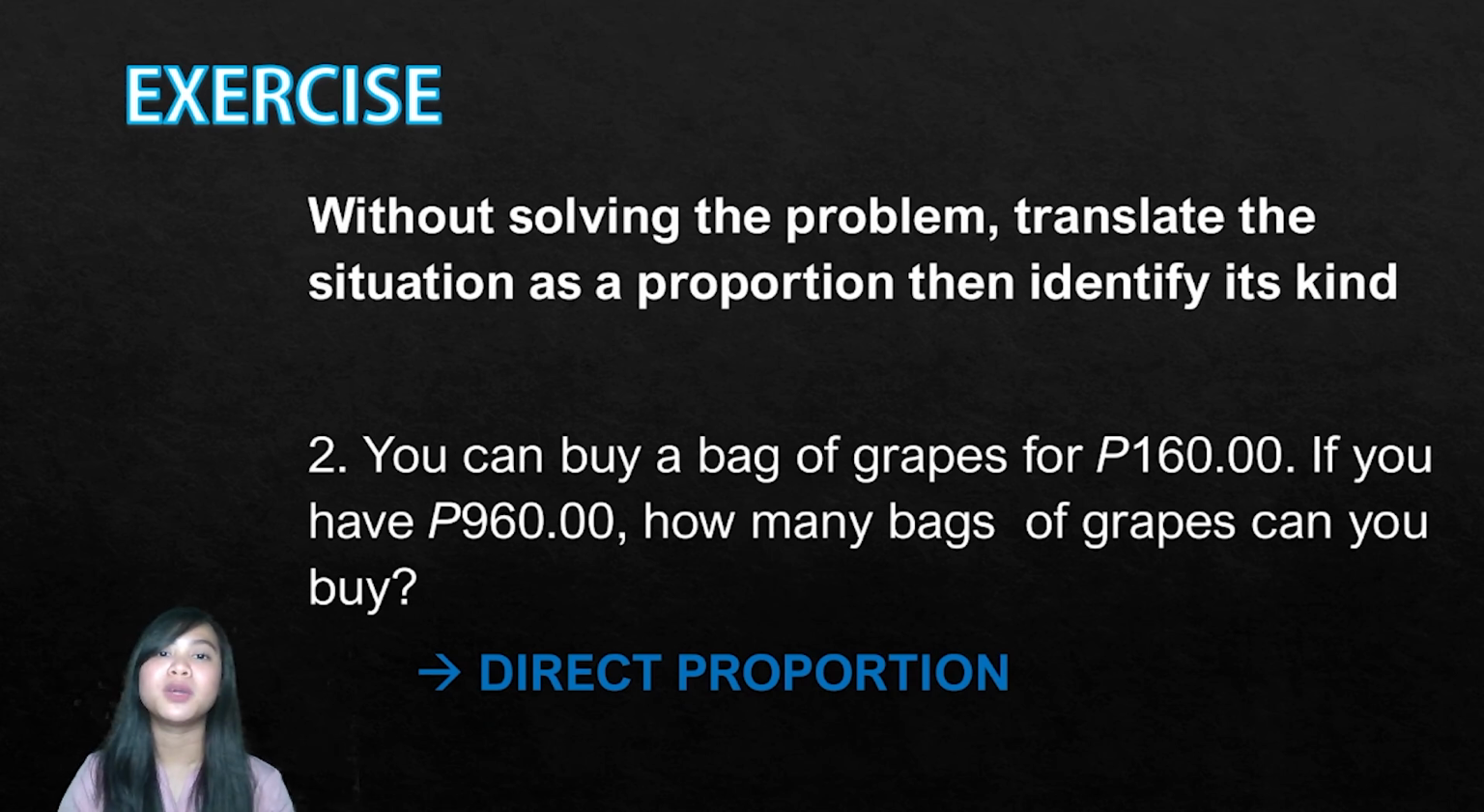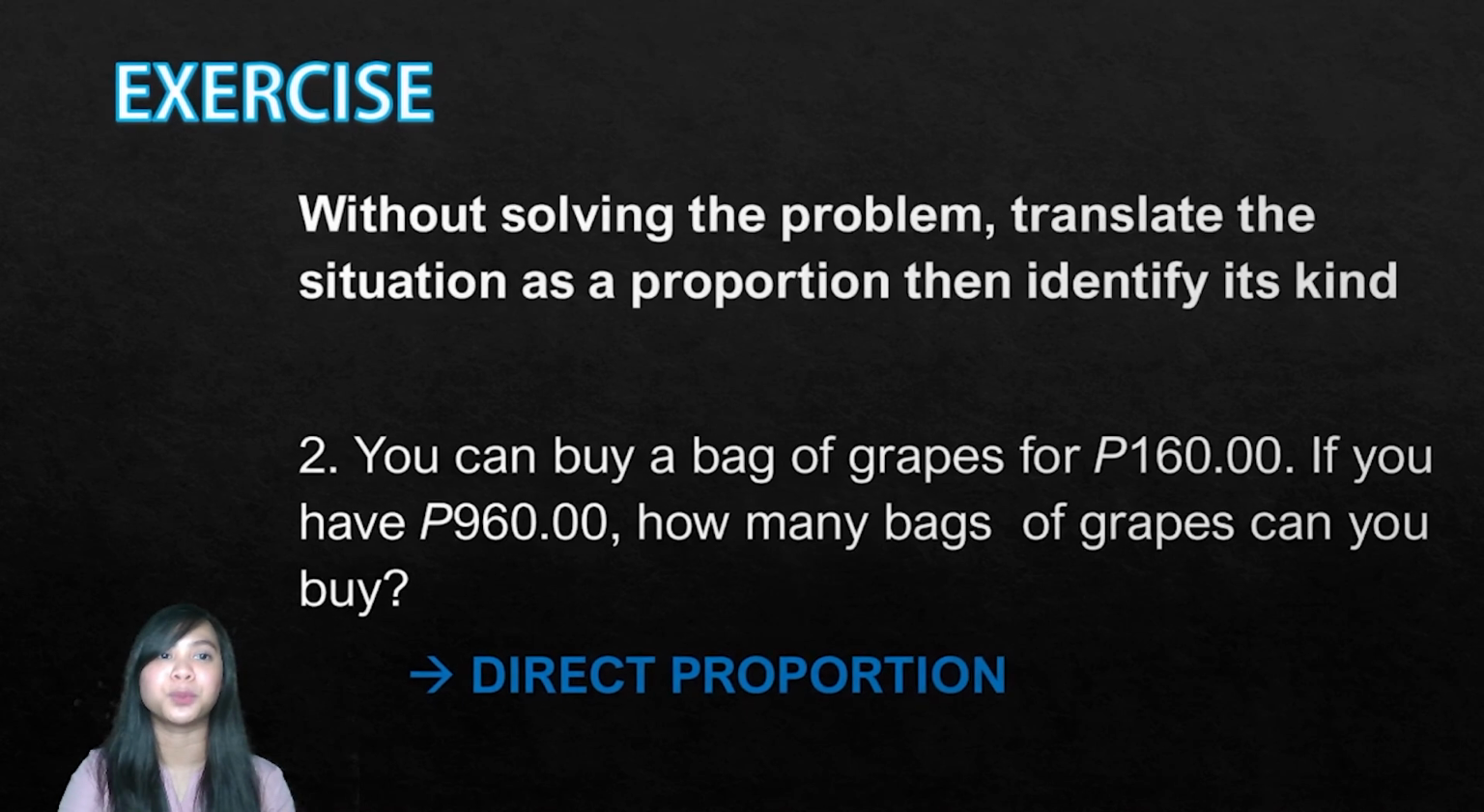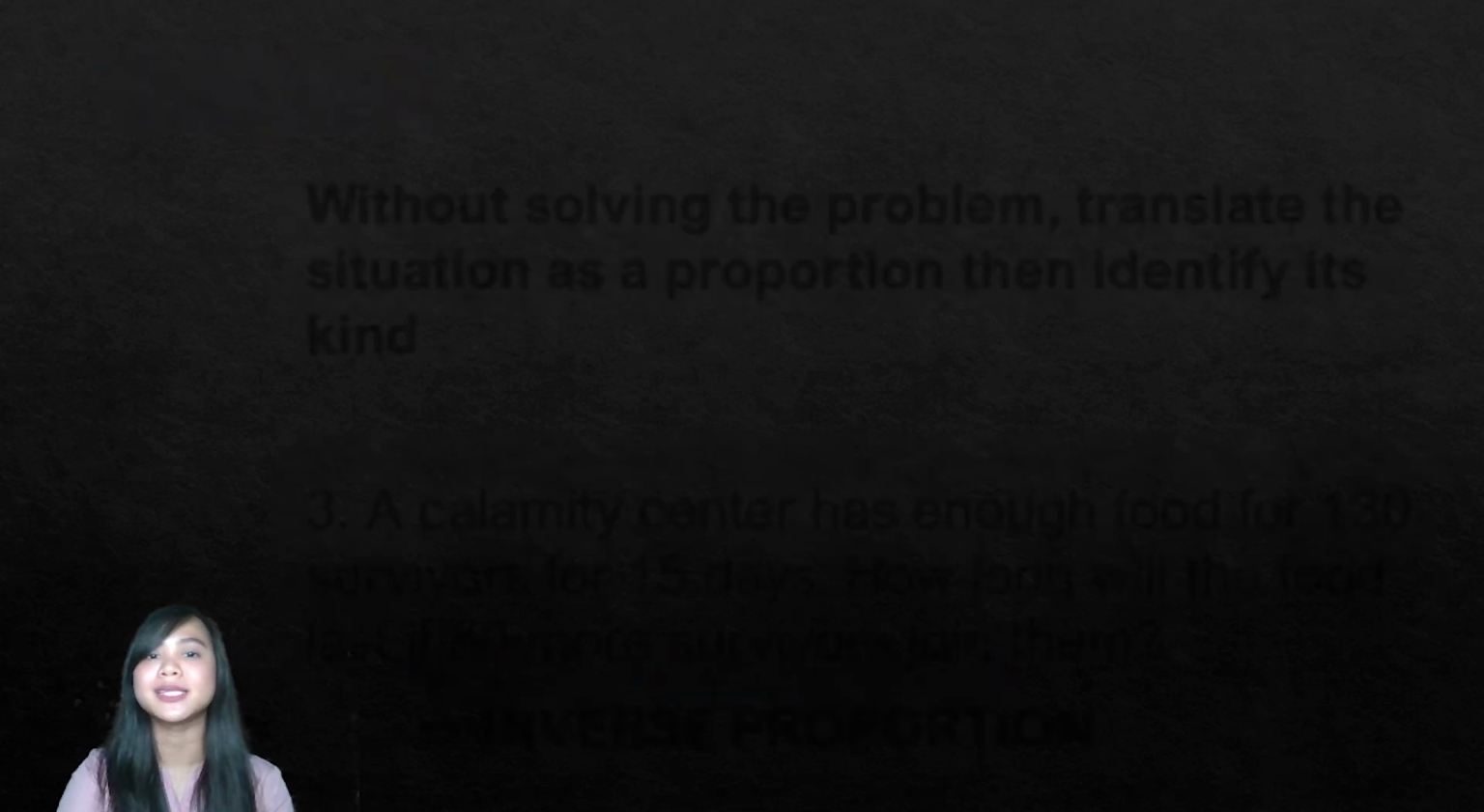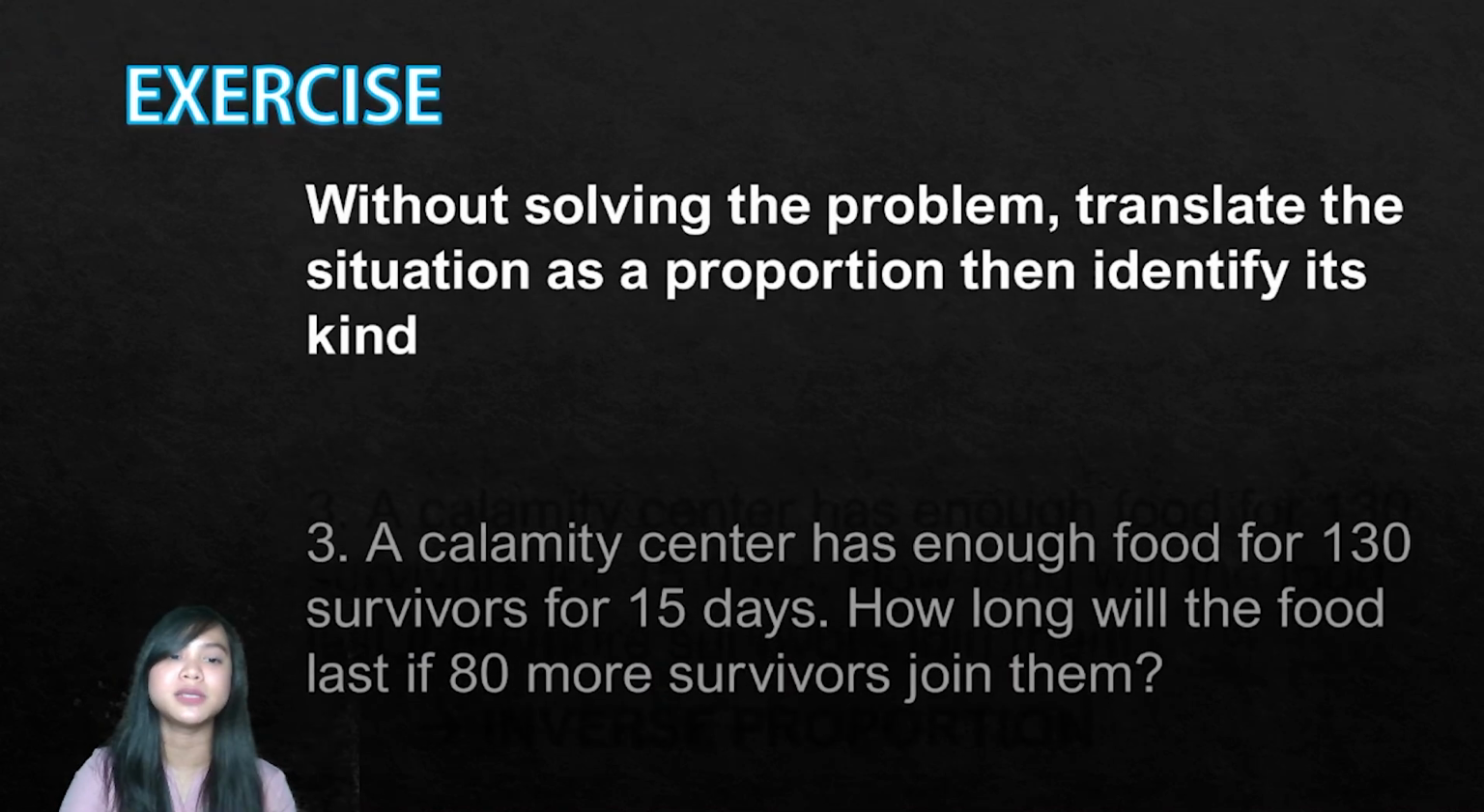Why? Because when we divide 960 by 160, we can have more than one value. Meaning you can buy more than one bag of grapes. So that means it increases. They both increase. So this is direct proportion. And lastly, we have this problem.